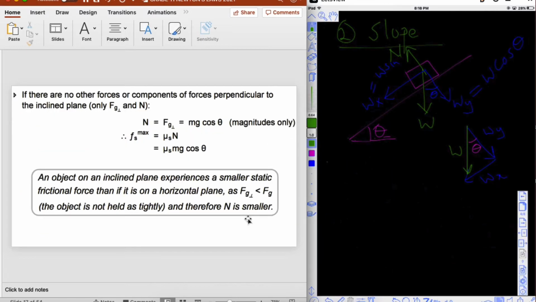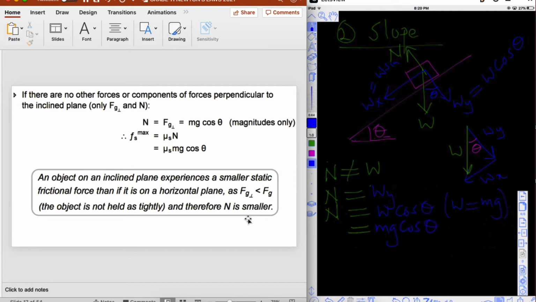Right, so now you can see that our normal force, which was not equal to the weight, is now actually equal to WY. And we say WY is actually equal to W cos theta. That means our normal force is equal to W cos theta. And remember, we know that the weight is equal to mass times acceleration due to gravity. Hence, substituting in this equation, mg cos theta will be our new equation to find the normal force.